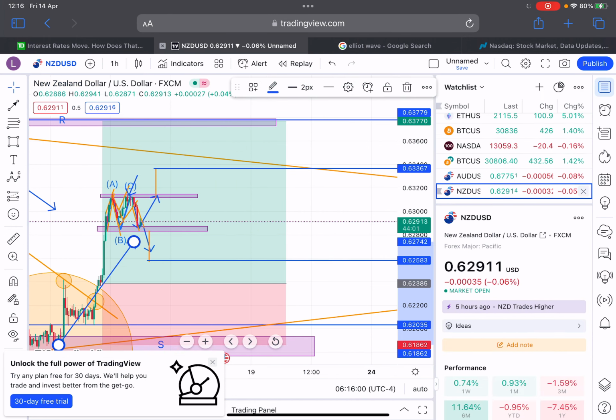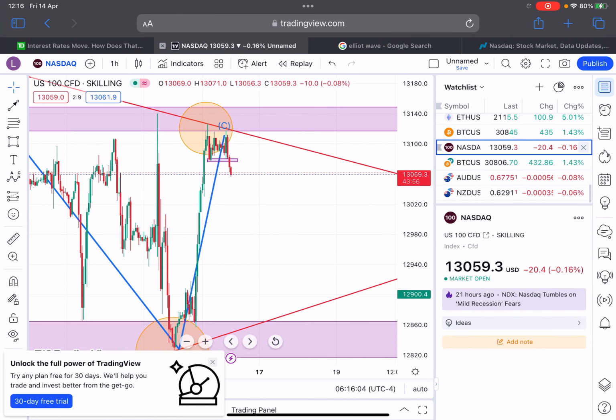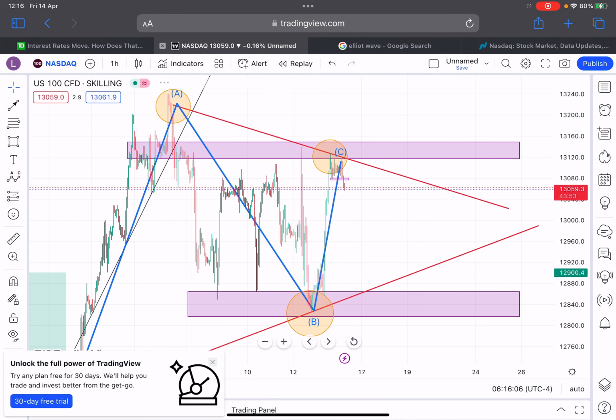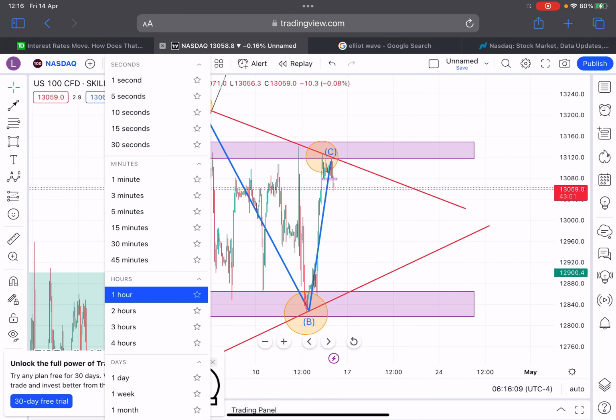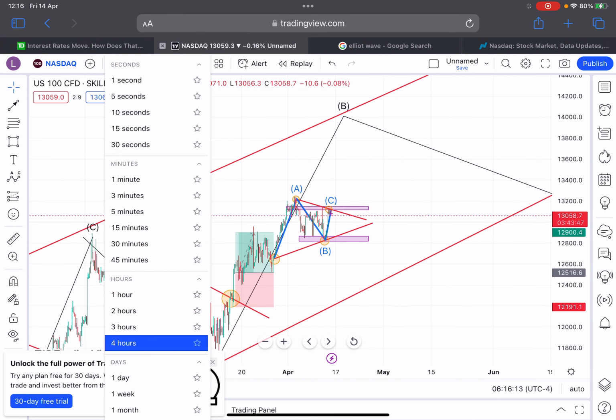Let's check our NAS 100, and then we are done with the strategy. So this is my NAS 100 analysis. So let me go back on day one.